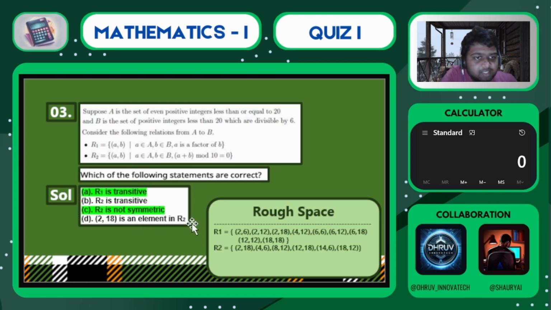Next, (2, 18) is an element of R2. Is it? It is. This is the first element itself. This is also correct. All the MCQs in this format are mostly multiple choice correct questions. In your qualifier, it will be mentioned whether it's a single correct or multiple correct, so just keep an eye on that.